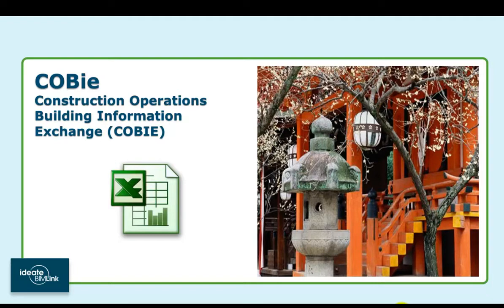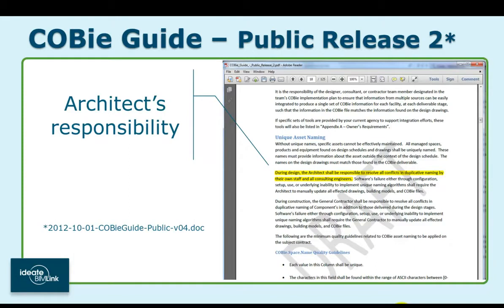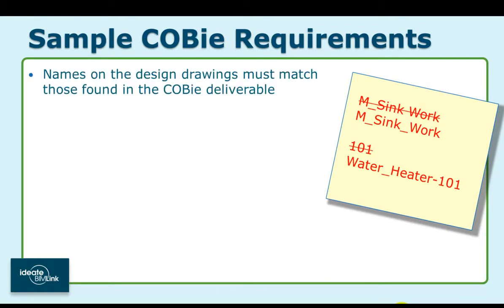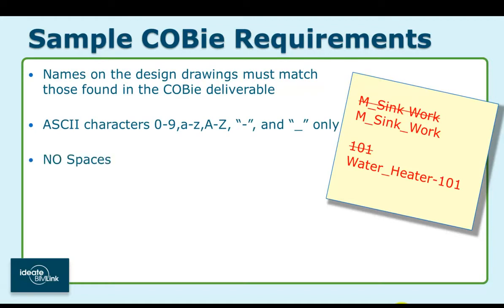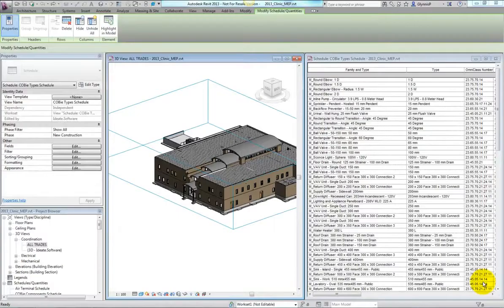For those of you not familiar with COBie, it's an acronym that stands for Construction Operations Building Information Exchange. The COBie guide makes it clear that during design, the architect shall be responsible to resolve all conflicts in duplicative naming by their own staff and all consulting engineers. It goes on to spell out some requirements about the unique naming for model elements that are being managed for the COBie deliverable. These requirements include: the design drawing must match the COBie document names, only basic names, numbers, and dashes are allowed, no spaces in the names, the name must be unique, and lastly, that these rules apply to the components, types, and spaces or room objects within our Revit project.